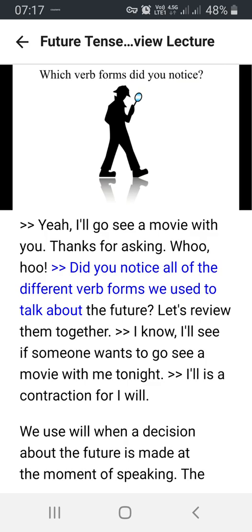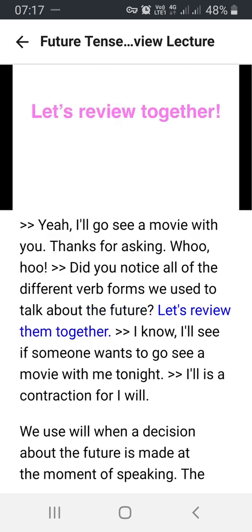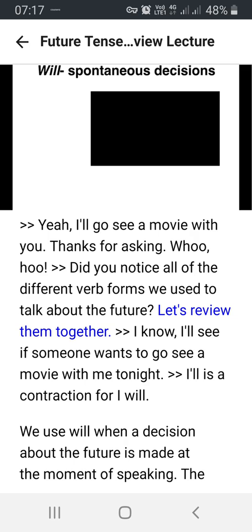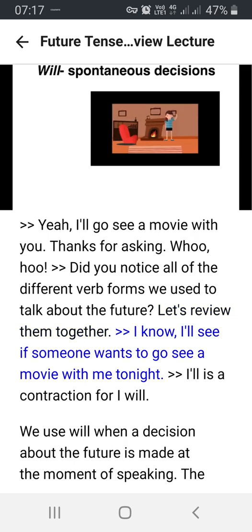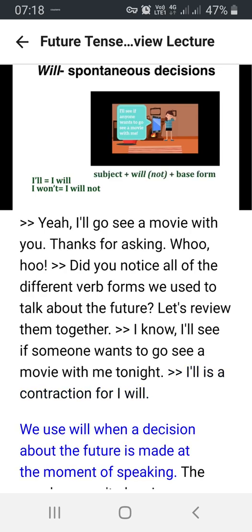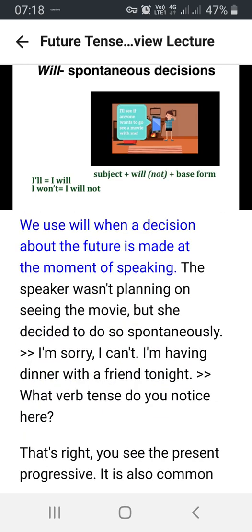Did you notice all the different verb forms we use to talk about the future? Let's review them together. I know. I'll see if someone wants to go see a movie with me tonight. I'll is a contraction for I will. We use will when a decision about the future is made at the moment of speaking. The speaker wasn't planning on seeing a movie, but she decided to do so spontaneously.